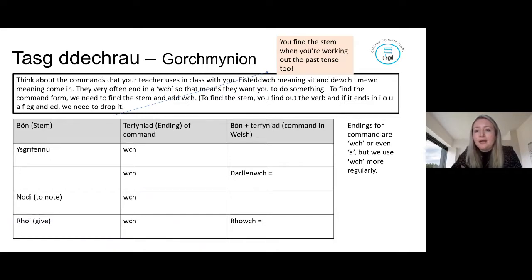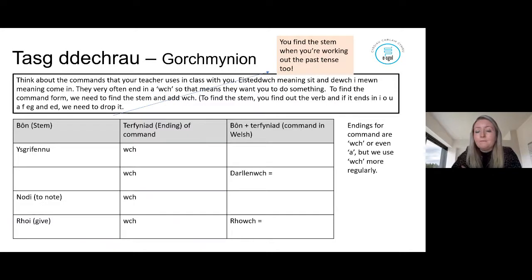Now, to find the command form in Welsh is quite straightforward. We need to find the stem of the word. So we need the verb first, we need the doing word. We need to find the stem, the smallest possible part that that verb can go to, and then we need to add uch. Now, to find the stem, you find out if the verb ends in particular letters, you drop them, and then you add the letters uch.